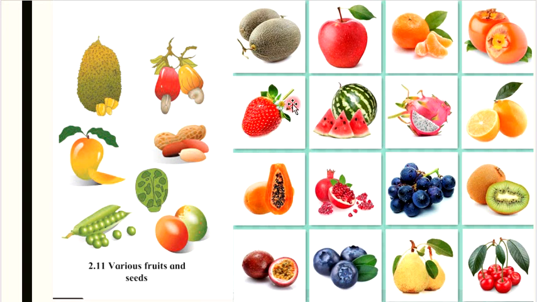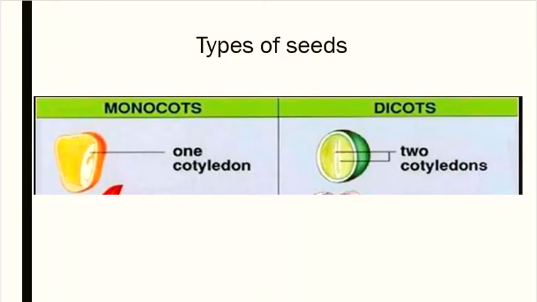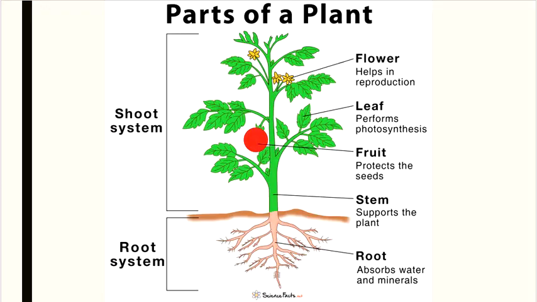Dicotyledonous seeds can be divided into two equal parts, like in the example of green peas, etc. Monocotyledonous seeds cannot be divided into two equal parts. Example, maize. So here we end with the two types of seeds. So we have studied all the different parts of a plant: root, stem, leaves, flower, as also the fruit.